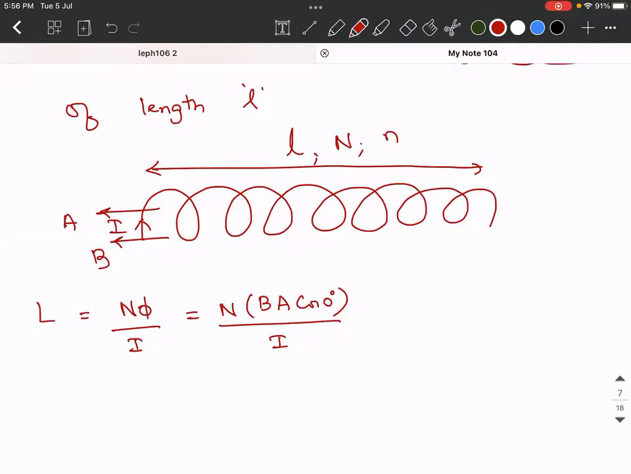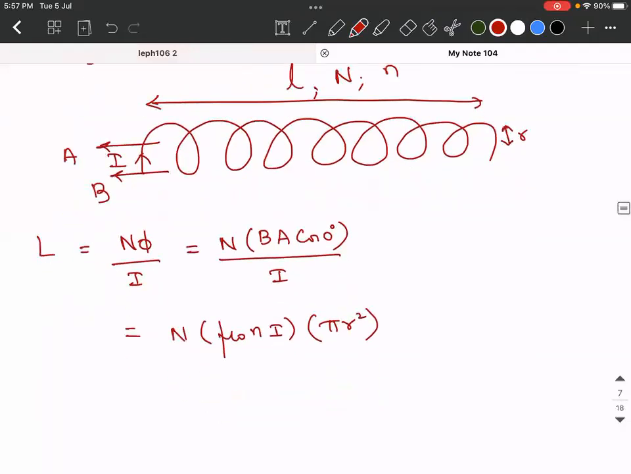Right. Now see, this will be equal to N into, what is the value of B, guys? What is the value of magnetic field generated due to a solenoid? Mu naught small n into I into, what is the area of each turn of the solenoid? It takes the shape of a circle. So it is pi r square into, where r is the radius. Okay, cos 0 is 1 divided by I. Is there any doubt in this step? I'll give you a minute, observe it. Any doubt, let me know.